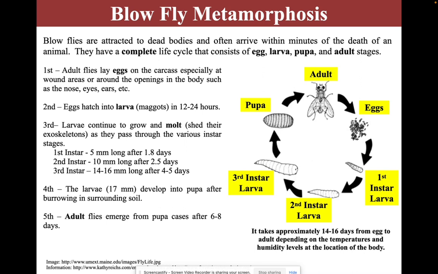So you can see how the blowfly metamorphosis will help you determine a length of time. It takes approximately 14 to 16 days from egg to adult, depending on the temperatures and how wet it is, the humidity levels around the body. And this is how they can be used as evidence whenever a carcass is found.